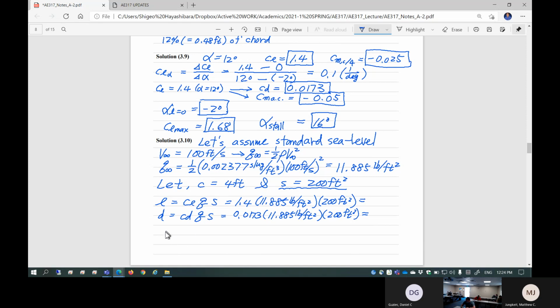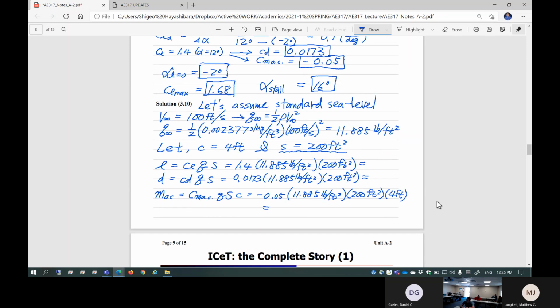This is the drag. What about moment at the aerodynamic center, MAC? This is the C_mac times q times S times c. C_mac was minus 0.05. q is 11.885 PSF. Area is 200 square feet. Chord length 4 feet. Right. All right, so let's compute all. Okay, what is the lift, drag, and moment at the aerodynamic center?